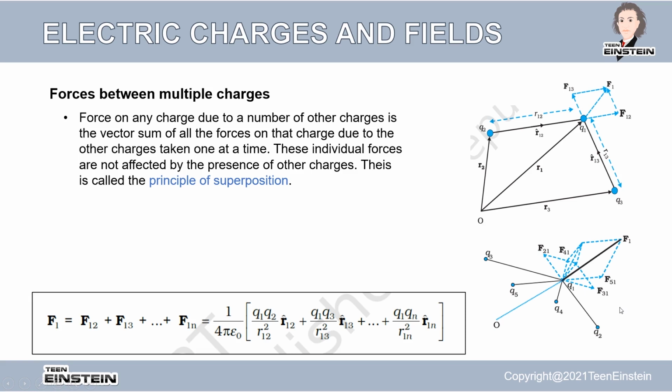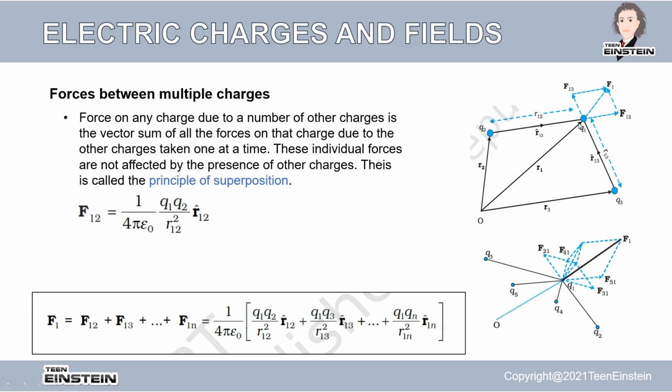So this is basically the superposition principle. Basically what it tells you is, if you have so many charges in a configuration and you want to find the total force on one charge, just take them one by one and add all the forces in a vectorial way. So this will give you the overall force acting on it.